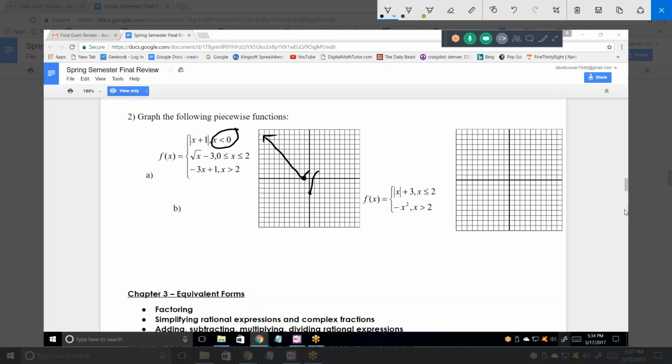Still got this. Still got an open circle there. Do I have a closed or an open circle on each side of this middle function? Where I'm pointing, is that a closed or an open circle? Closed. How about there? Closed.